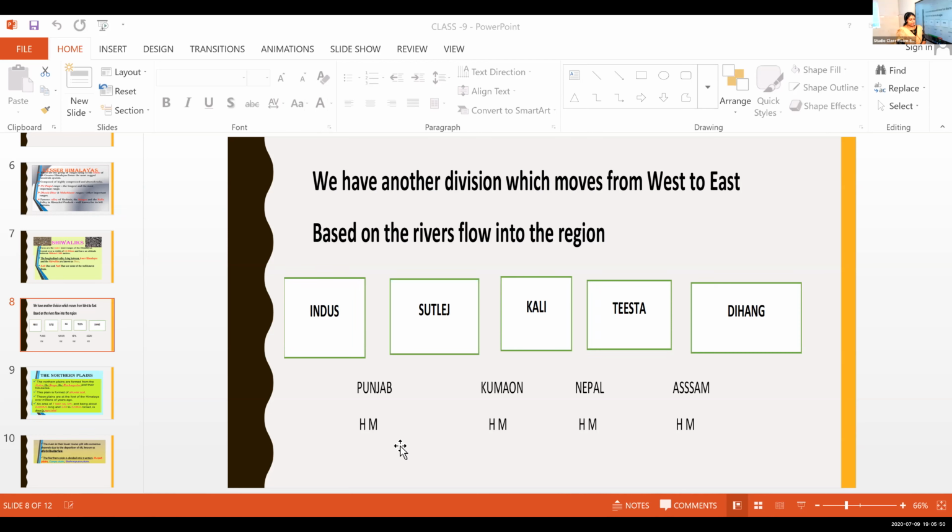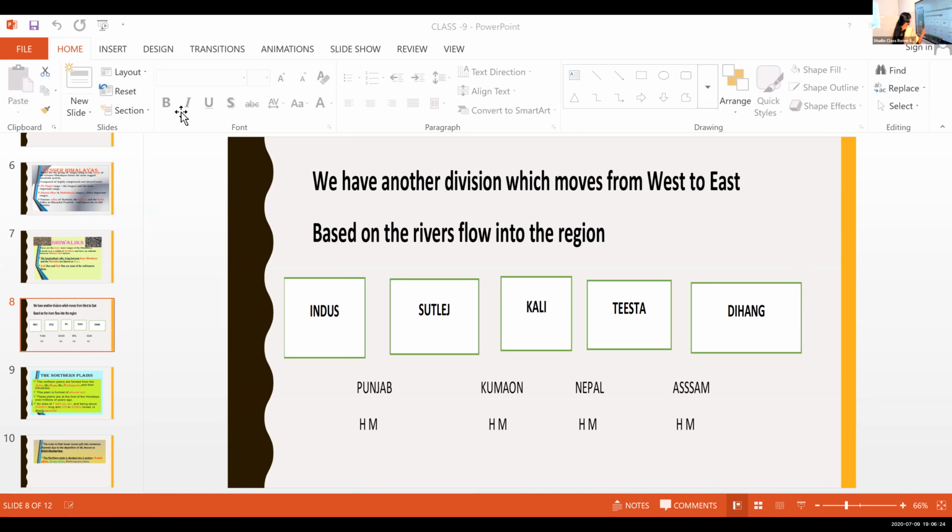The river Indus, river Satluj, river Kali, river Teesta and river Dihang. These are the names of the different rivers. Then how does this classification happen from west to east? Himalayan mountains lying between the river Indus and Satluj are called Punjab Himalaya. Clear?